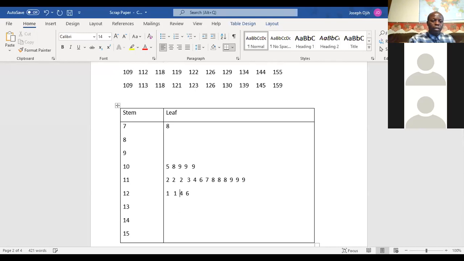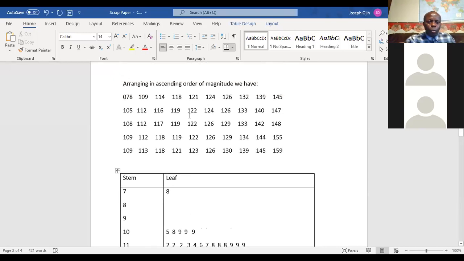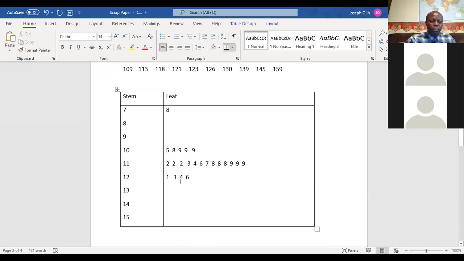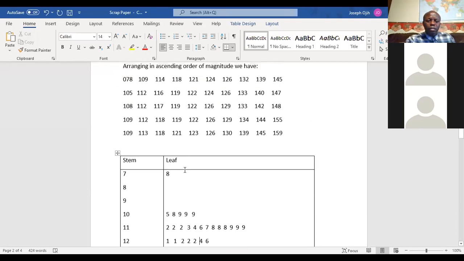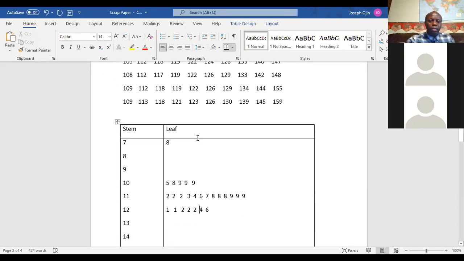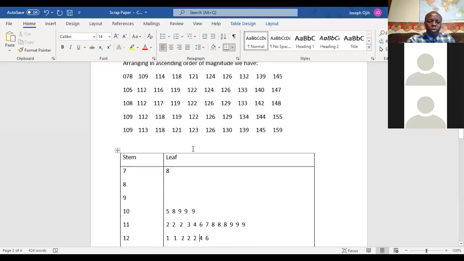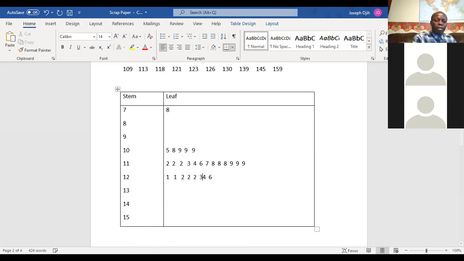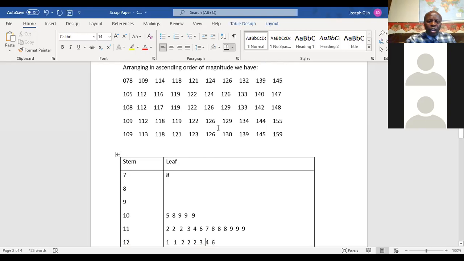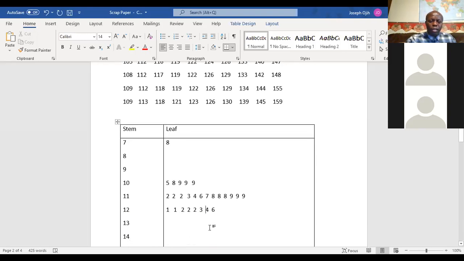Then I have 122. How many of them? 3 of them. Then 123. How many of them? 1, 2, 3 is only one of them. We have 124, and we have 2 of them. Okay.